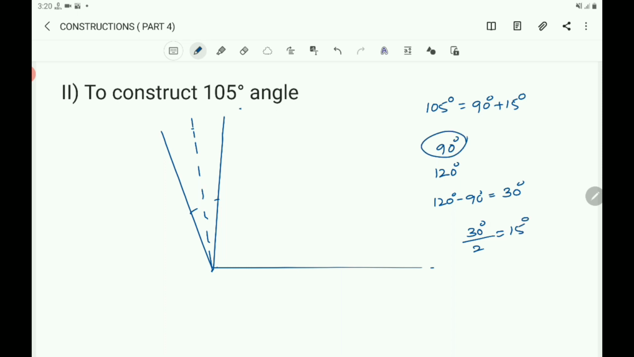Then this 90 and 15, you will get a 105-degree angle. So as usual, you know the method of construction of a 90-degree angle and also the method of construction of 60 degrees and also 120 degrees. Now first let us construct 90-degree and 120-degree angles, and by drawing the angular bisector of the 30-degree angle, let us obtain the 105-degree angle. Now let us observe the construction made.